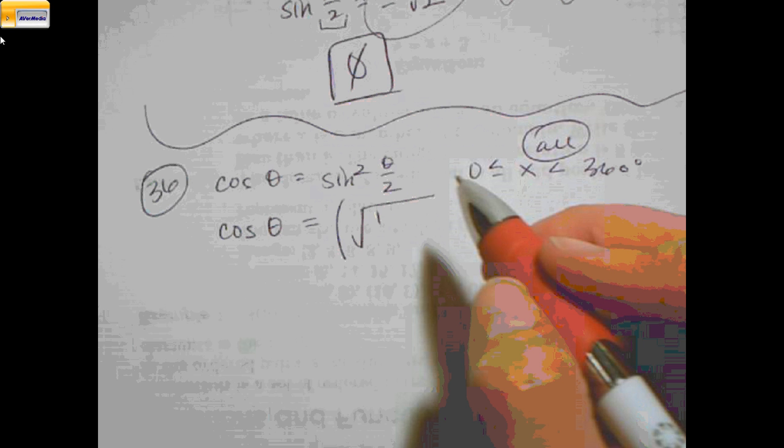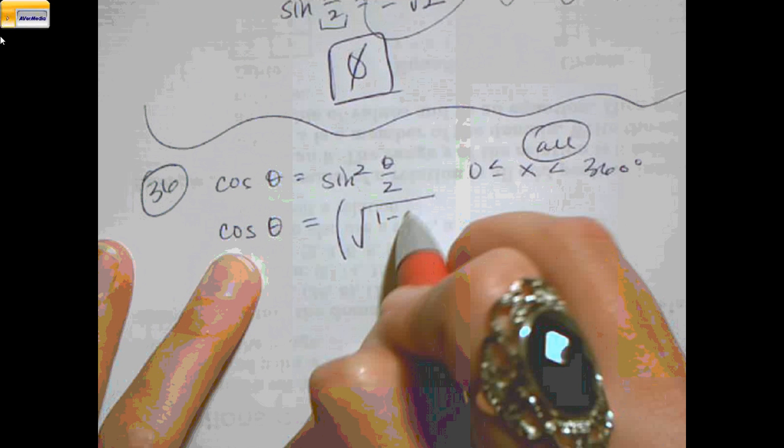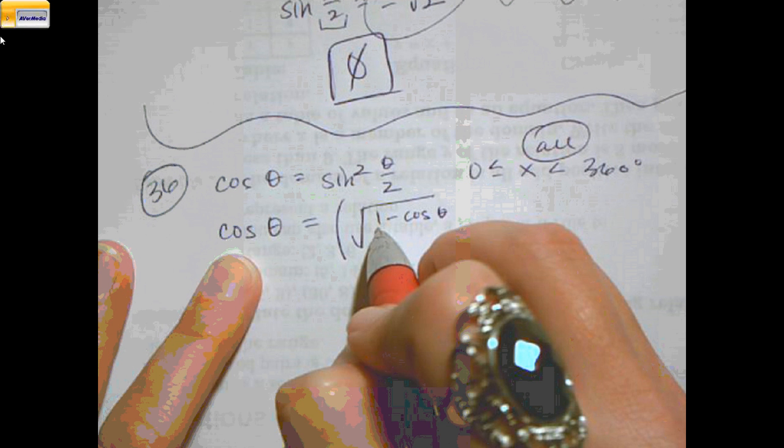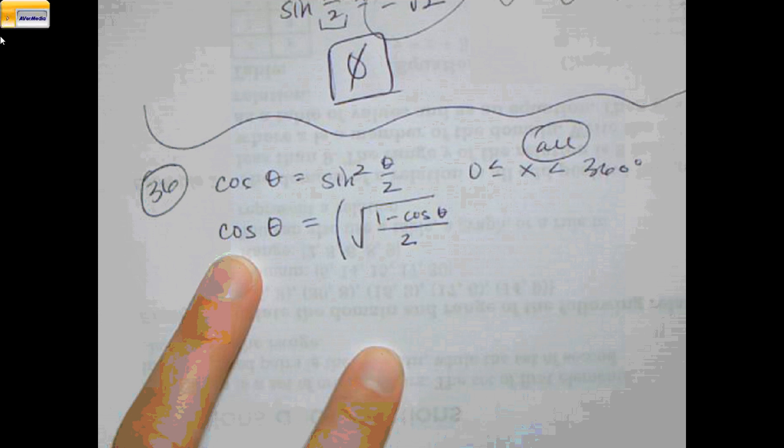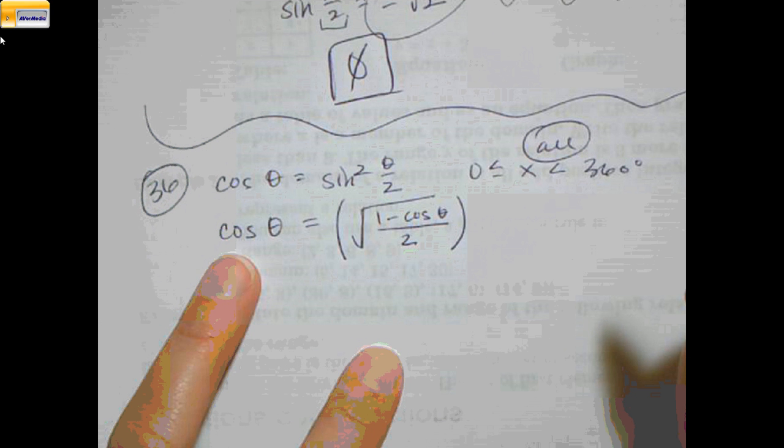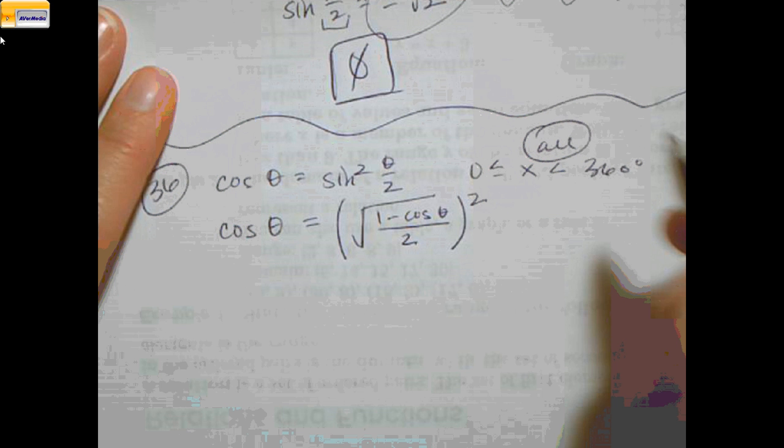1 minus cosine of theta all over 2. That's the identity. That's what it says it equals. And that whole thing, according to this right here, is squared, yes? So on the right-hand side, if I'm squaring that, roof pops off, I've got 1 minus cosine theta all over 2 now.